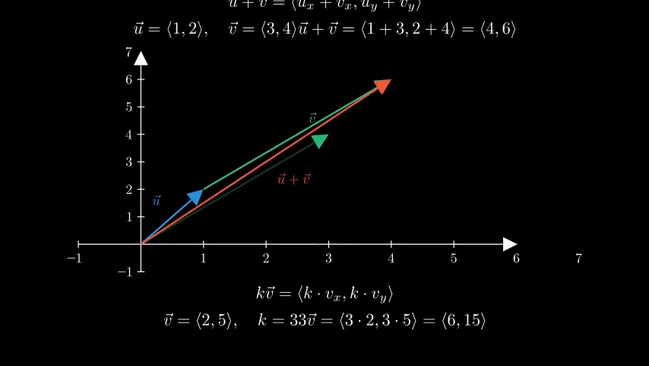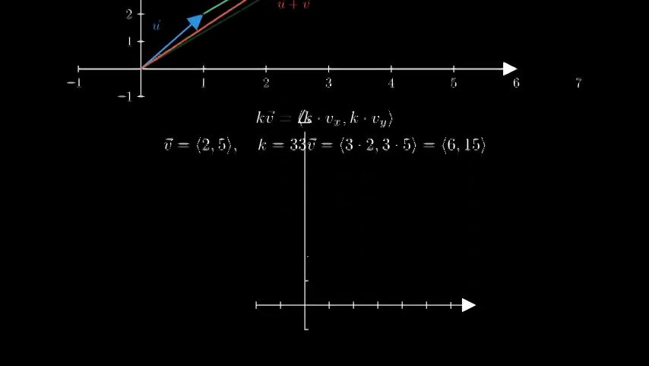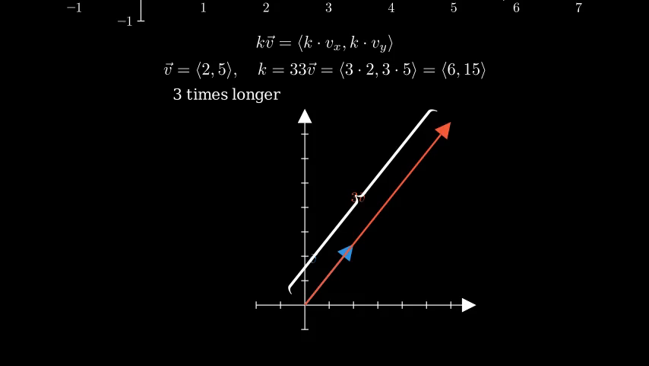If v equals ⟨2, 5⟩ and k equals 3, then 3 times v equals ⟨3 times 2, 3 times 5⟩, which equals ⟨6, 15⟩. Geometrically, scalar multiplication stretches or shrinks a vector, and if the scalar is negative, it reverses the direction. Here, multiplying by 3 makes the vector 3 times longer but keeps the same direction.